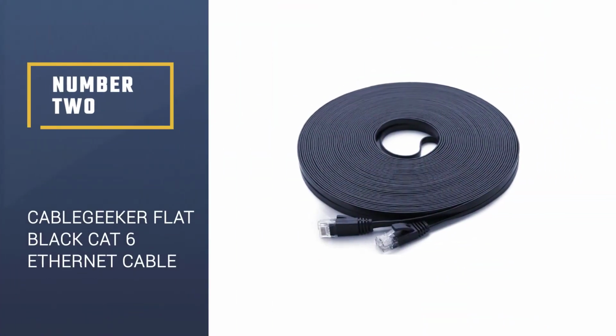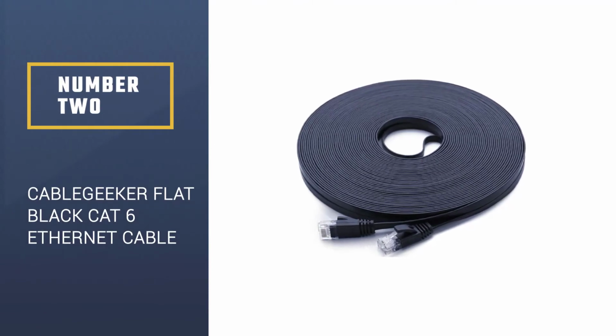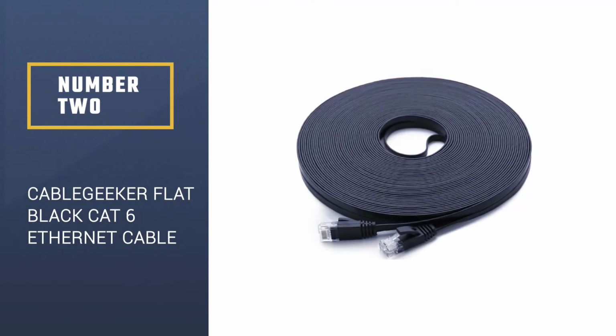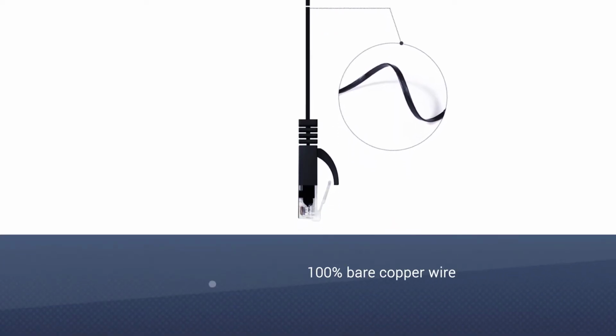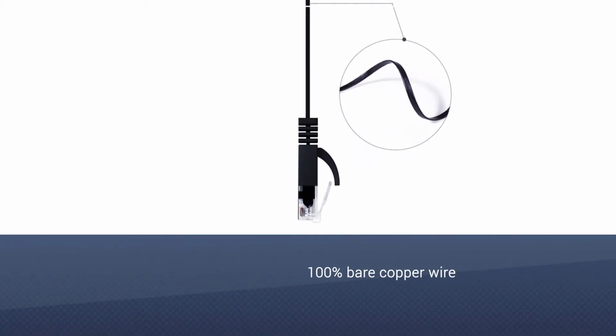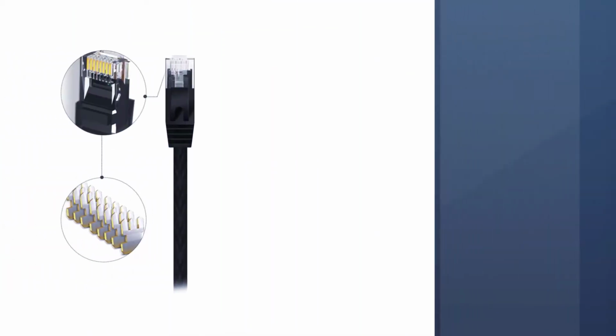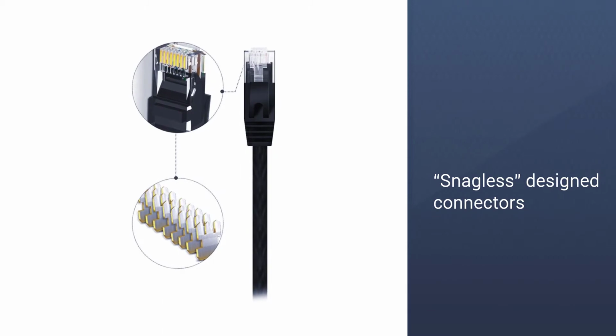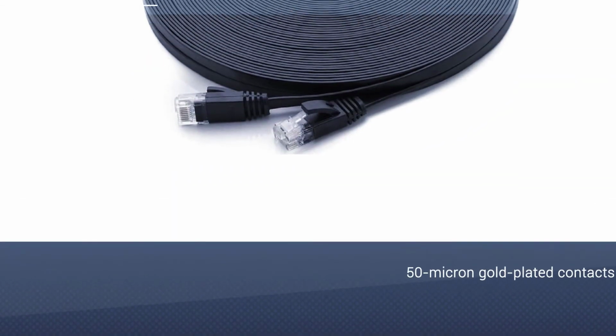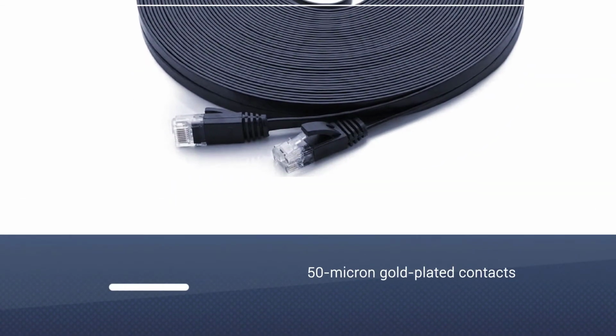Number 2. CableGeeker Flat Black Cat6 Ethernet Cable. CableGeeker's flat Ethernet cable consists of unshielded twisted pairs made of 100% bare copper wire. The two connectors feature a Snagless design preventing unwanted disconnects, molded strain relief boots, and 50-micron gold-plated contacts.